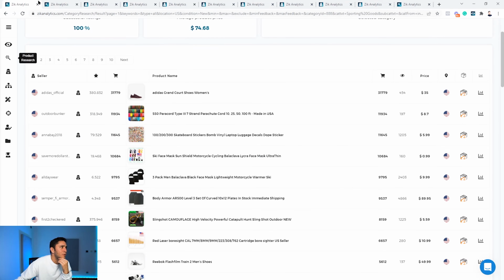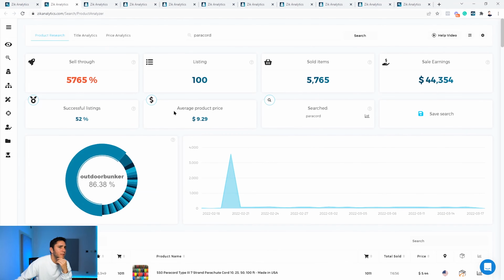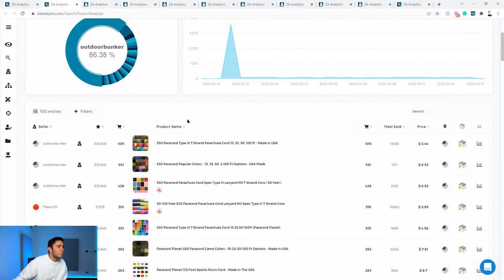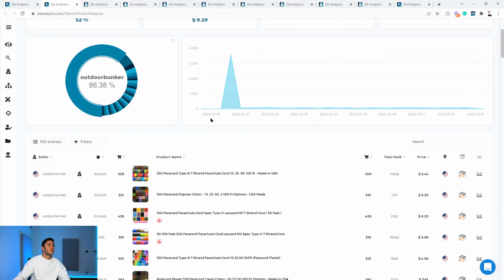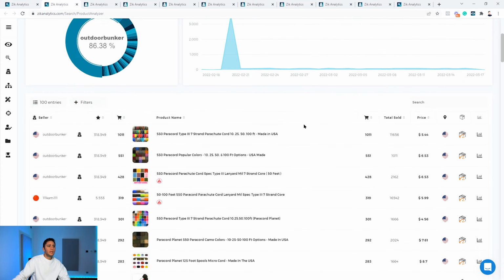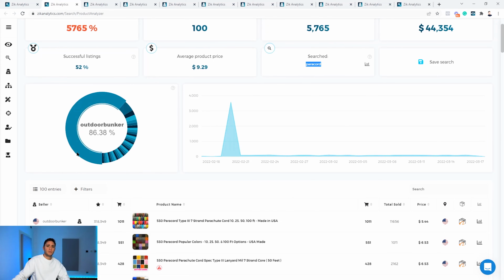So what we are learning, guys, from this niche, is that out of the 100 active listings on page 1, most of them are from Outdoor Bunker, because he has one store focused only on paracords with almost 1,000 items, only paracords, okay? Different listings, different variations, different colors. So when buyers search for this keyword, he's catching 86% of the market. But does this mean that this is unbeatable? No. This means that no one else really gives him competition.